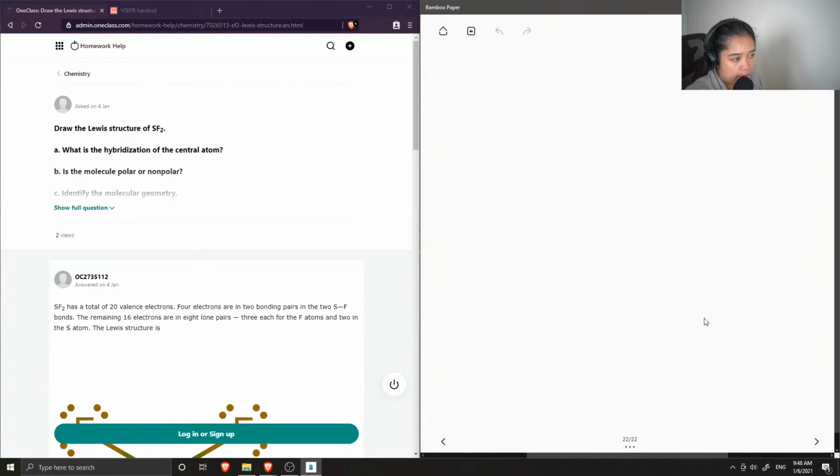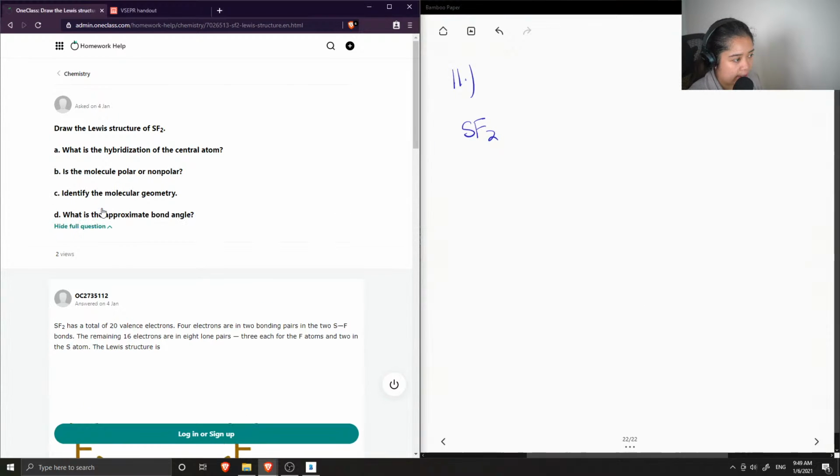Okay, let's quickly do question number 11. Draw the Lewis structure of SF2. What is the hybridization? Is it polar or nonpolar? Identify the geometry, and what is the approximate bond angle?